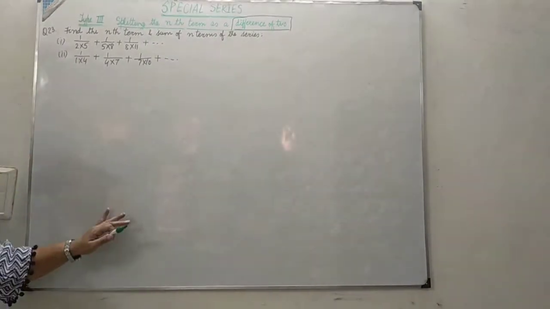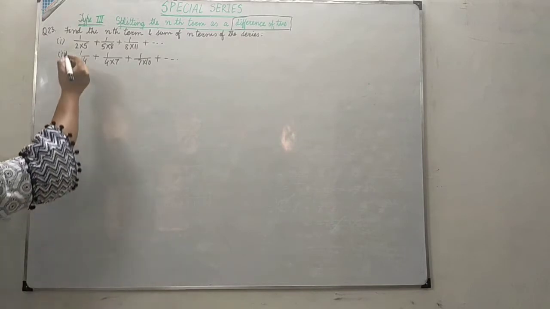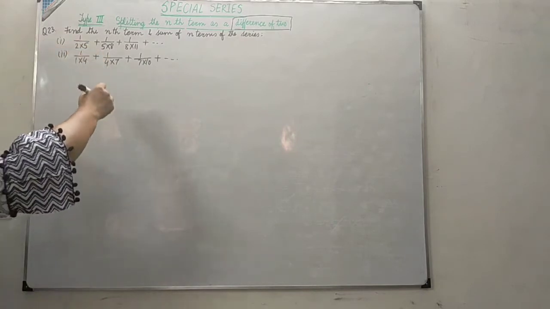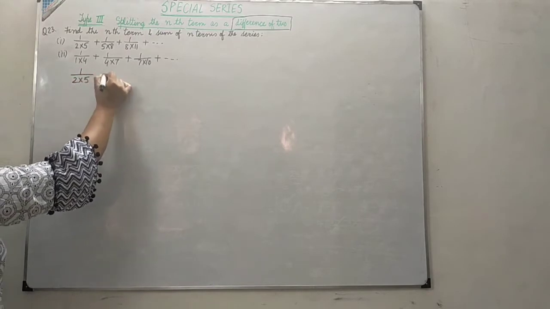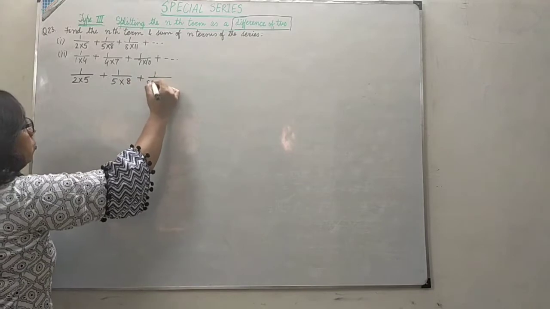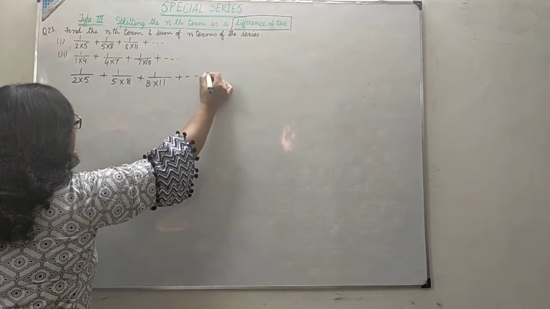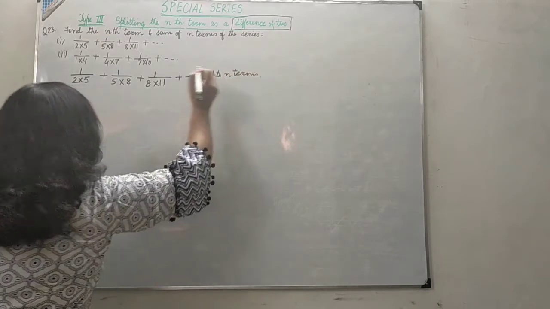In this video, I am taking the same topic with more examples. Let us see question 23, first part. This is 1 upon 2 into 5 plus 1 upon 5 into 8 plus 1 upon 8 into 11. The series will go up to n terms, and we want to find the sum for n terms.